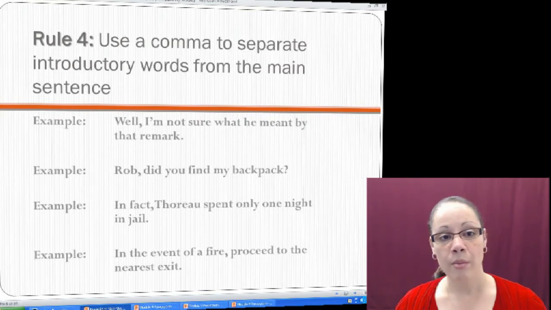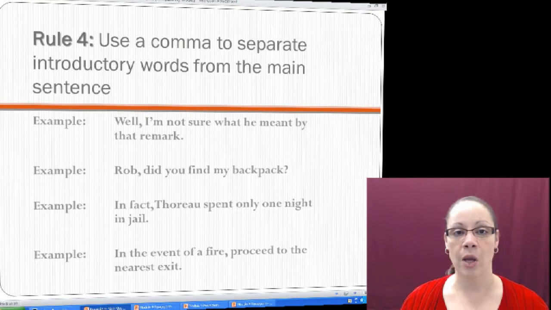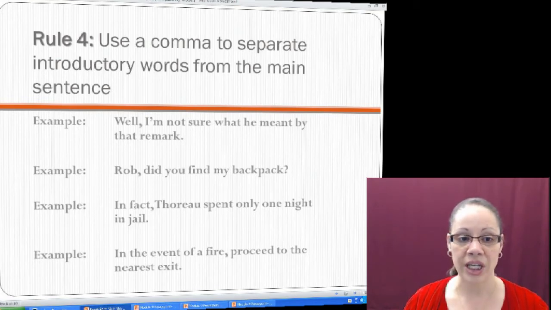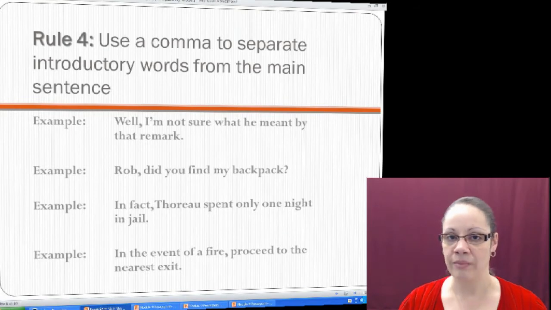Now, my 4th comma rule is you need to use a comma to separate introductory words from the main sentence. My examples are here. Well, I'm not sure what he meant by that remark. Now, I have the word well. That's kind of separate. It's actually introducing the main sentence.